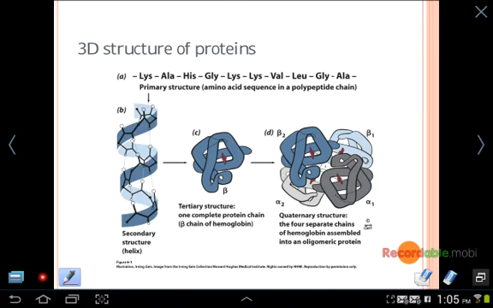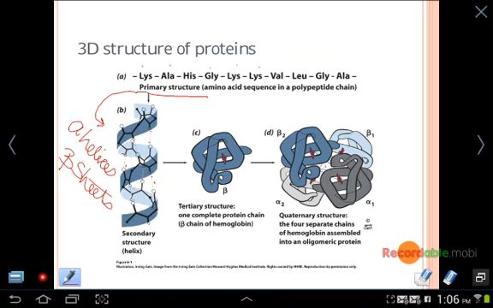All right, so for the 3D structure of proteins, we actually have 4 different levels. We have our primary structure, which is just the sequence of amino acids in the polypeptide chain. Then how these amino acids structure themselves into our secondary structures, such as alpha helices or beta pleated sheets. A lot of these are derived from the torsion angles around the alpha carbons, as well as hydrogen bonding interactions between the molecules within the polypeptide chain.